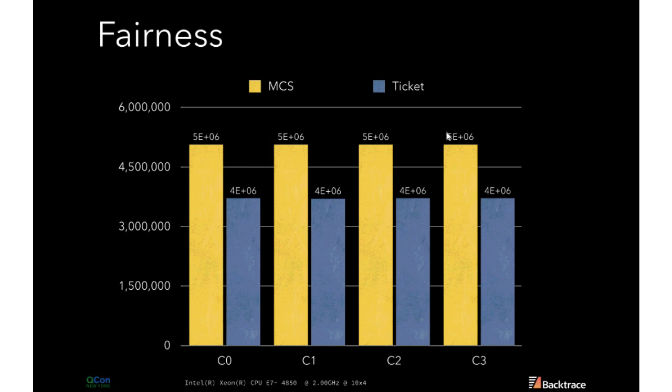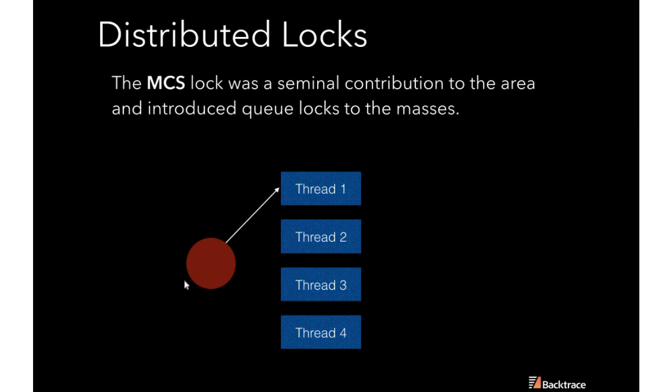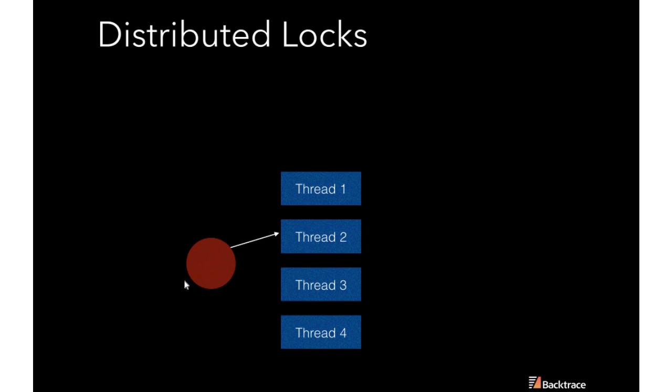And you can see some significantly improved performance here. In this particular scenario, the MCS lock is distributed. And what that means is threads spin on local memory and do point-to-point wake-up. So the red circle here represents the MCS lock, and these set of threads are going to go ahead and acquire the lock. So what thread 1 does is atomically set the MCS lock to its own lock record, essentially. And at this point, it would have acquired the lock.